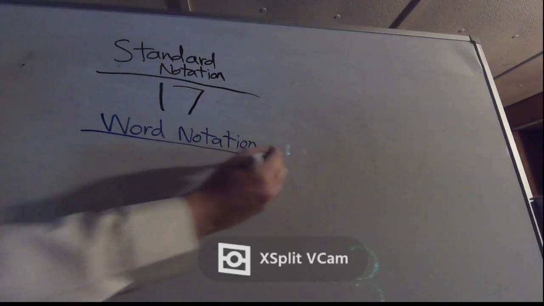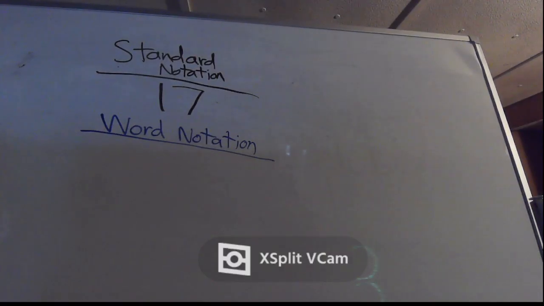which, by the way, you may be asking, why in the world would I want to write this as a word? Well, two reasons. Number one, if you ever have to write a check, it does require you to write it in word notation, as well as standard notation. Word notation is a standard part of a check. Very few people write checks anymore. However, you still have to know how to write it.